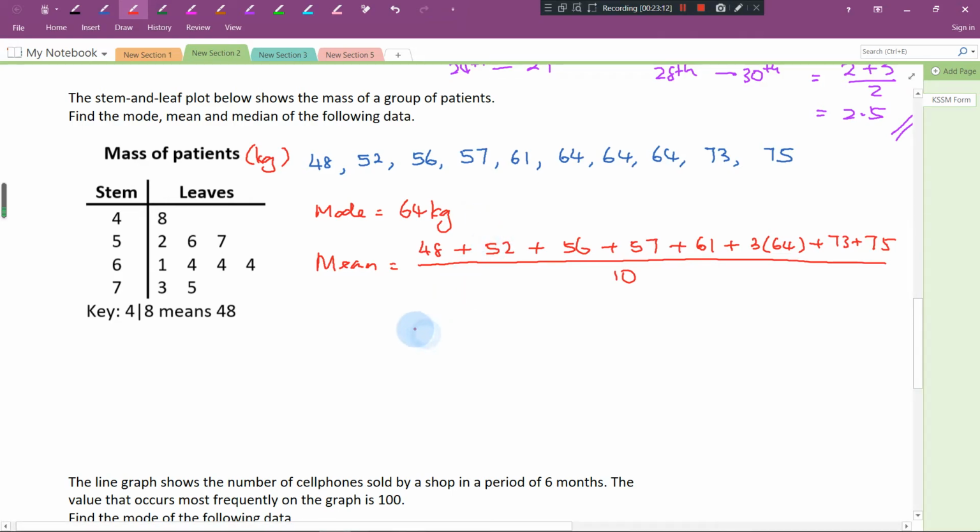Okay, so 614 divided by 10. So it will be 61.4 kilogram. So this is the mean. Last one, median.